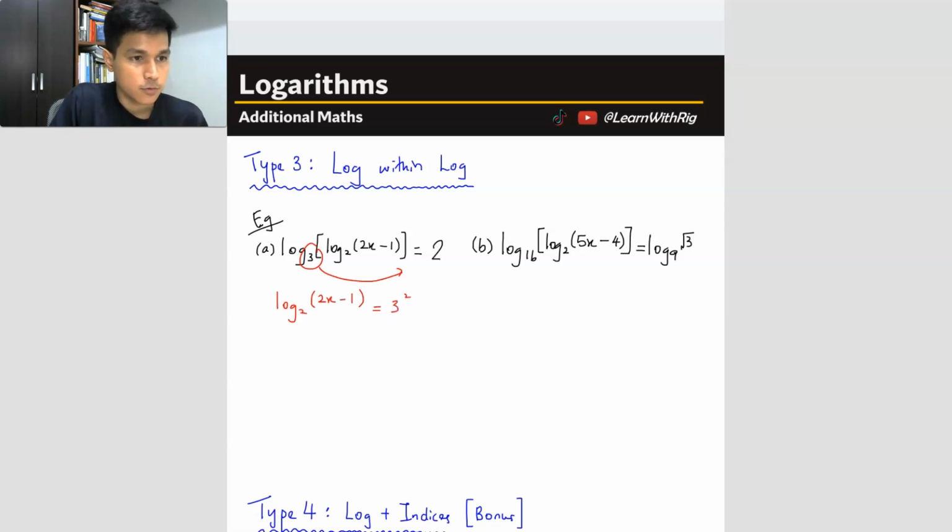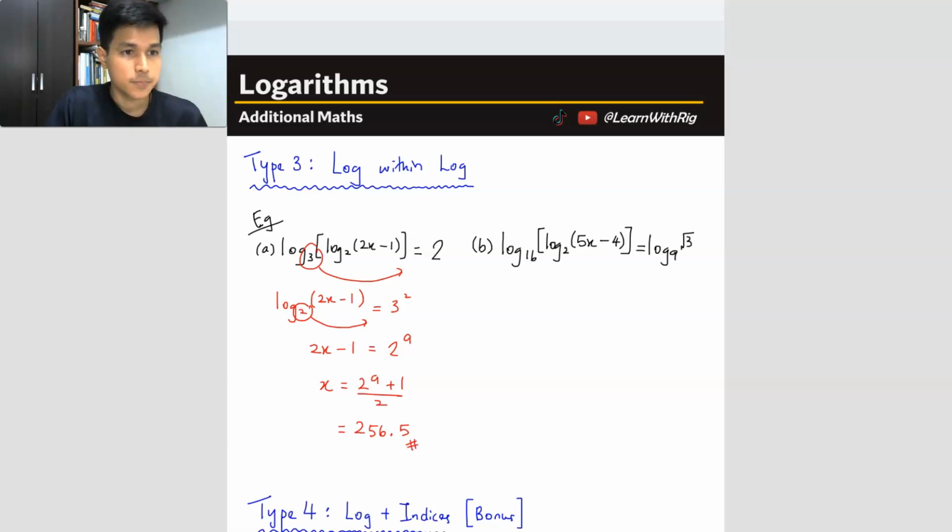Okay, so 3 power 2 is 9. Then you're going to shift this. So you get 2x minus 1 equals to 2 power 9. Okay, so from here you can find x. So x is equals to 2 power 9 plus 1 divided by 2. So you should get your answer. It's going to be a big number. So the answer is 256.5. Okay, so this is your x value.